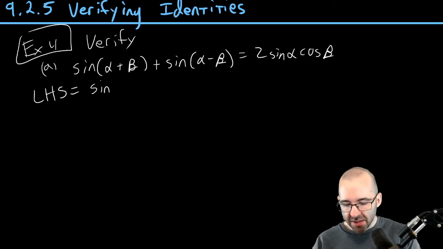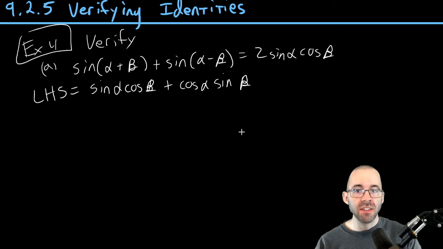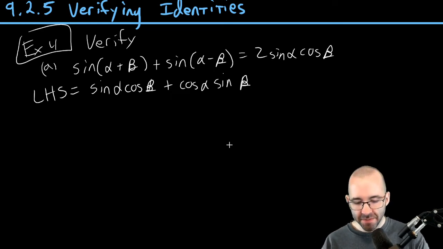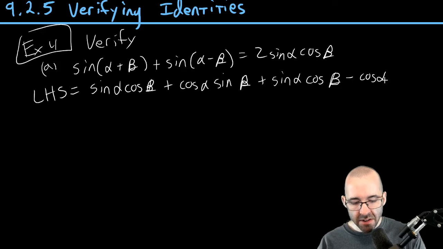So this will be sine of the first, cosine of the second, plus cosine of the first, sine of the second. Always match the signs for sine. And now we get sine of the first, cosine of the second, for the second part of the formula, minus cosine of the first, sine of the second.